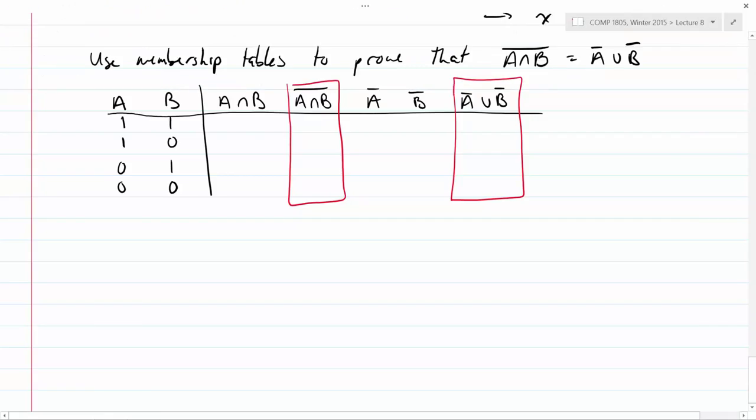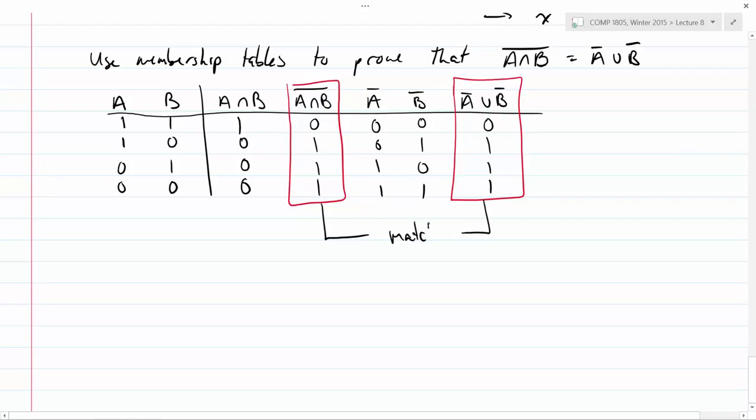And if they are, then the sets are equal. Okay, so A intersect B, if X is in A and B, then it's in the intersection. Otherwise, it's not. I take the complement of that to get that. Okay, the complement of A looks like this. The complement of B looks like that. And I take the union of those two things to get that. And indeed, these two things match. And therefore, the sets are equal.